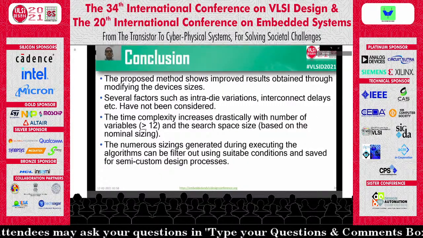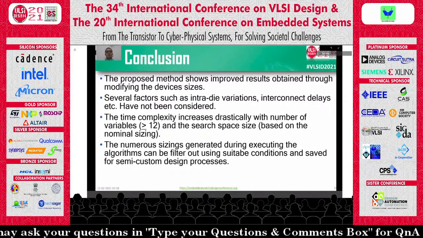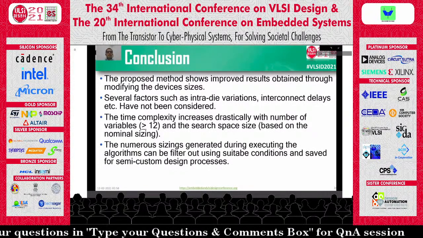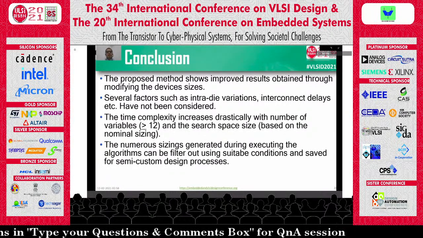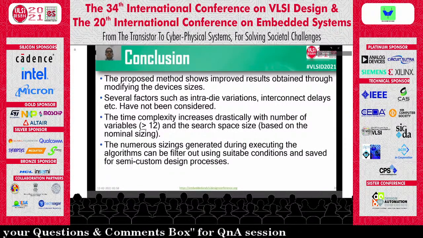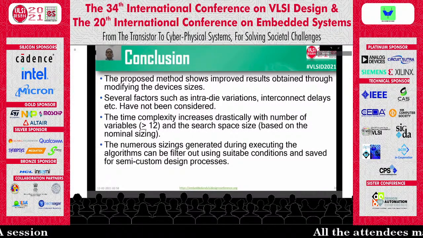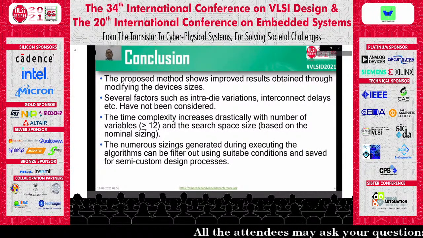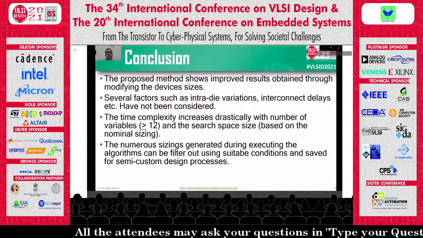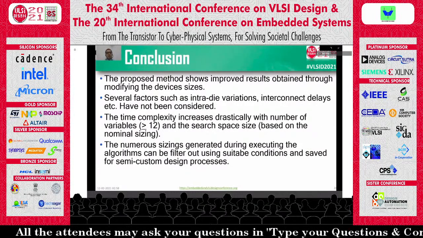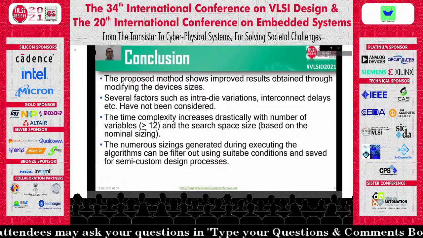So in conclusion, we would like to state that the proposed method shows improved results obtained through modifying the device sizes. However, several important factors such as intra-die variations and interconnect delays we have not taken into consideration. Also, while optimizing a particular cell, if the cell contains more than 12 variables, then it takes a lot more time to optimize. Also, the search space size, which is directly proportional to the nominal sizing of the cell, the larger it is, the more is the time complexity.